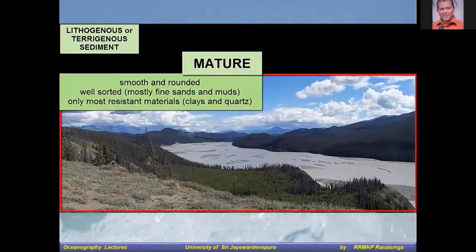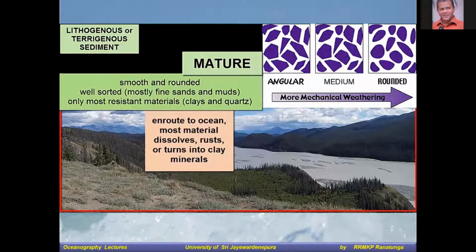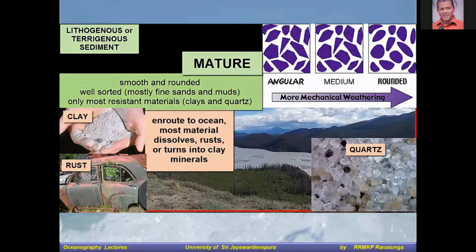Why? During transit, the grains are knocked around and hit each other. They physically break down into smaller pieces. They also break down chemically. Most of the material dissolves or is turned into clays and rust. The most resistant materials, predominantly quartz grains, which don't dissolve or turn into clay or rust, remain.